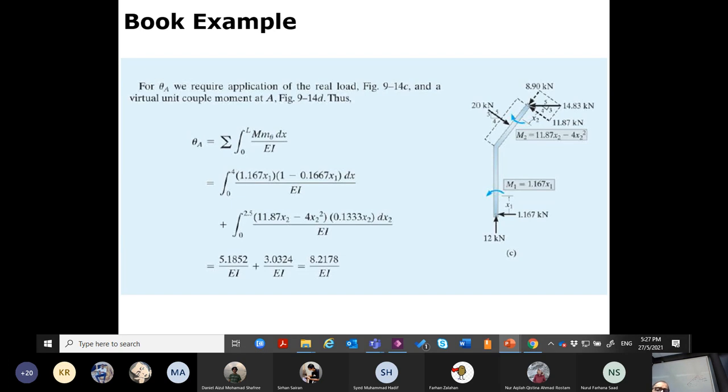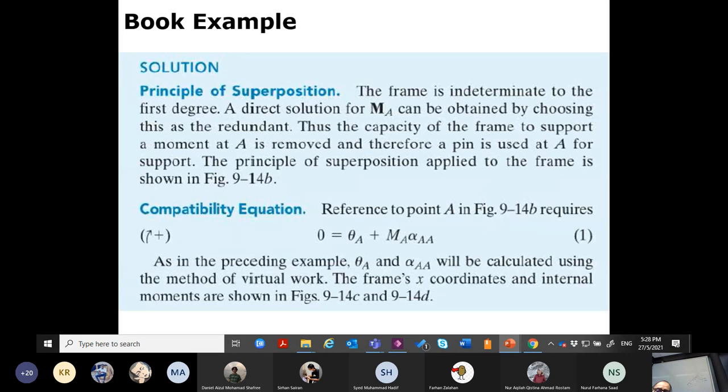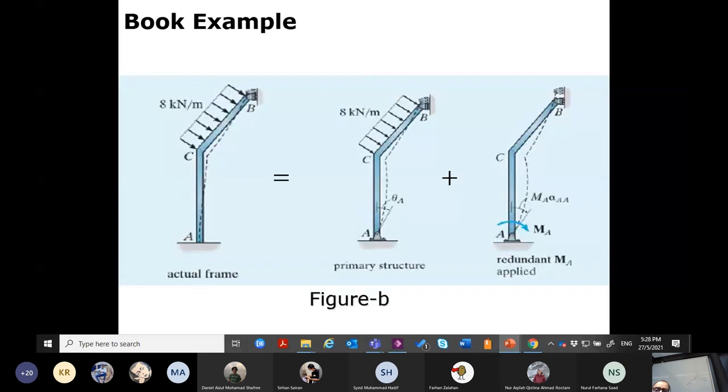And upon integration, it is 8.2178, right? Now in both, it is the same thing, square of this, square of this. So that is alpha AA. Then the compatibility condition: 0 is equal to theta A plus MA alpha AA. So MA will be 0.07 kilonewton meter, which means the direction of M which we assumed is the reverse direction. So if we assume clockwise, the reaction is anti-clockwise. Is that clear?